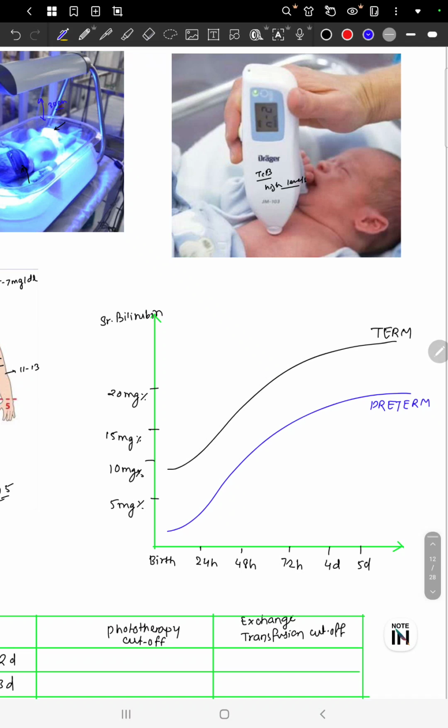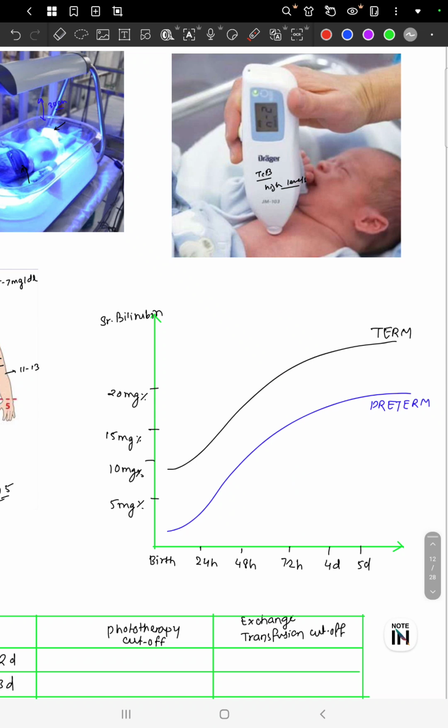Now the serum bilirubin levels are calculated at a particular time interval. If, for example, at 72 hours in a term neonate the serum bilirubin level falls below the curve, then in that particular case we can stop the phototherapy. But if the serum bilirubin levels still fall above this curve, then we have to continue with the phototherapy. If they are very high, then go for exchange transfusion.